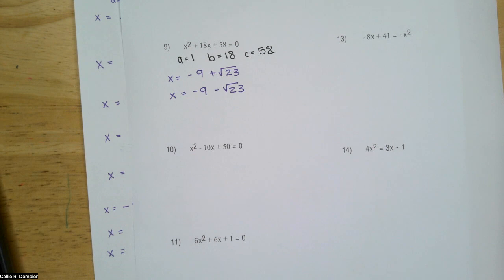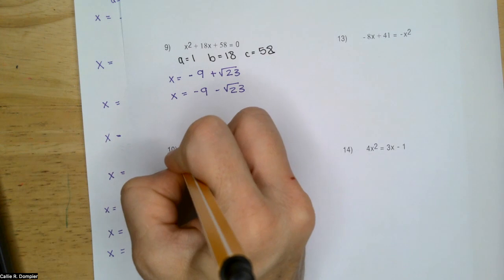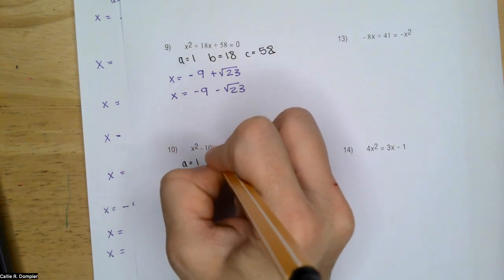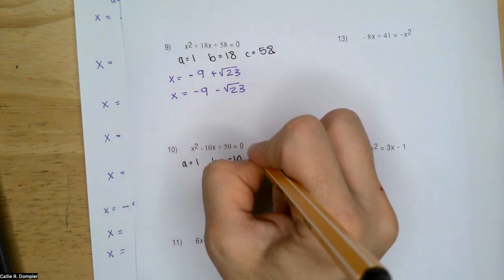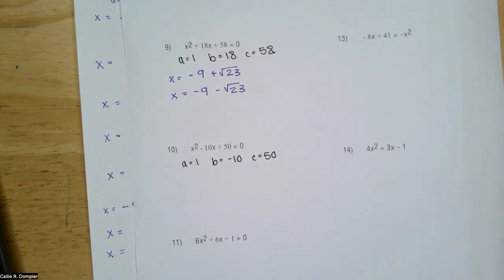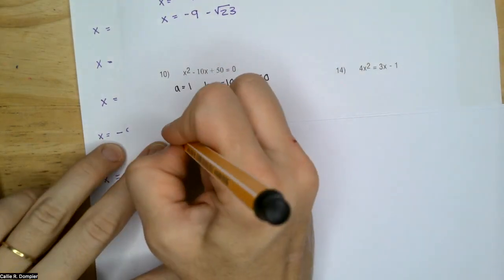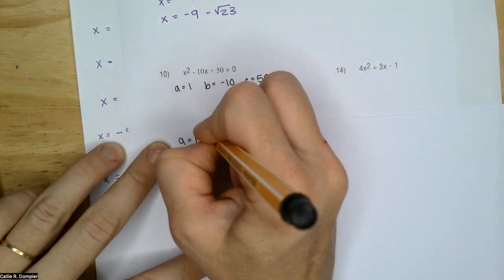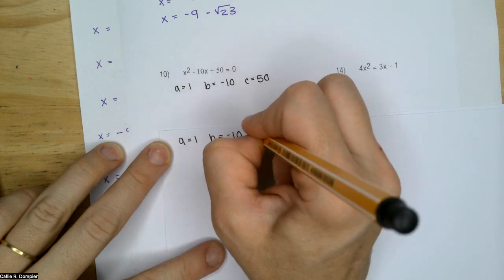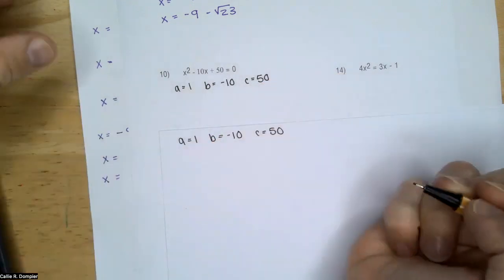X squared minus 10x plus 50 equals 0. That means we have a equals 1, b is negative 10, and c is a positive 50. Good. So we're going to say a is 1, b is a negative 10, c is 50.